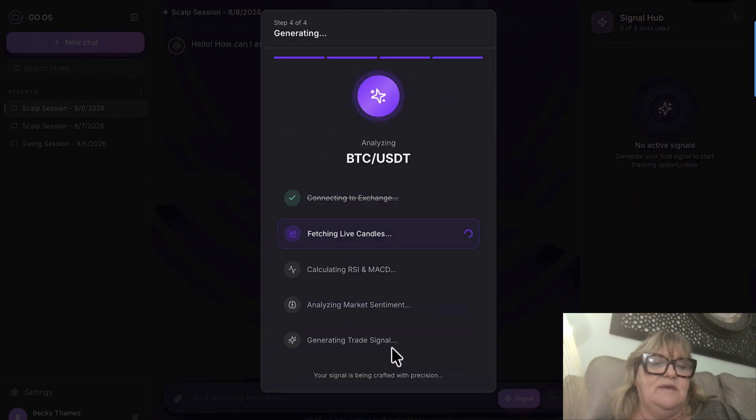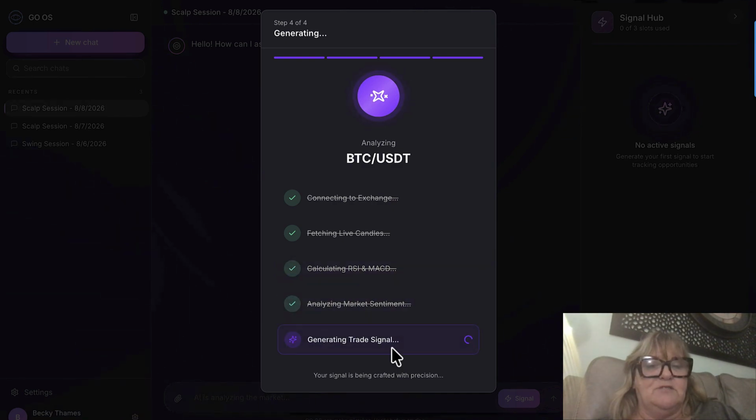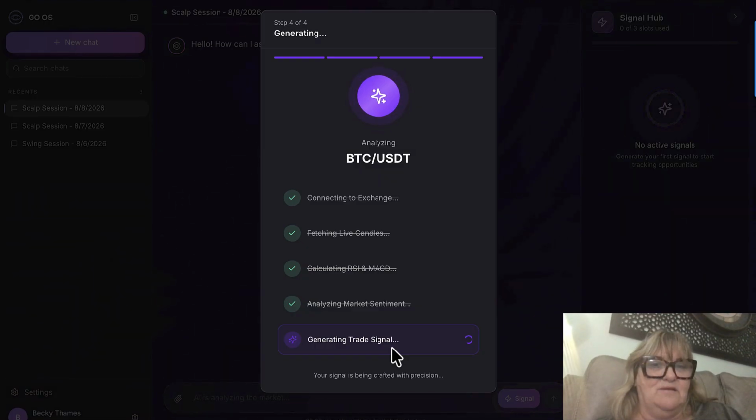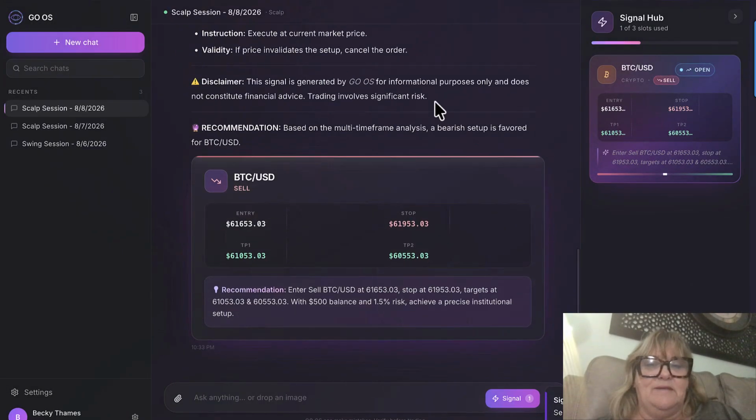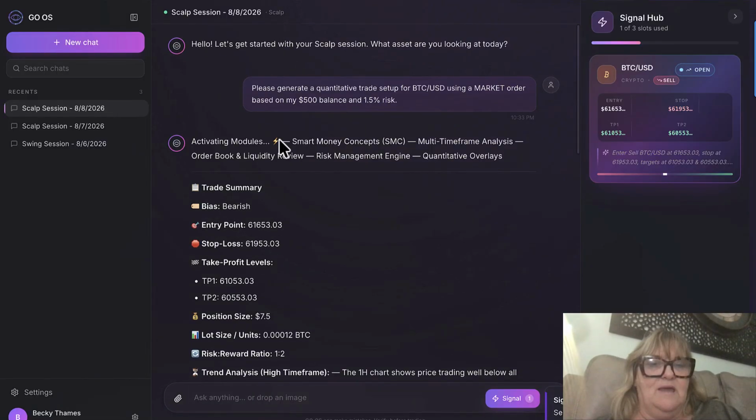And it goes through these 5 steps very quickly. It goes out, searches the charts, fetches the live data, looks at the candles, connects to the exchange, and then it generates a trade signal. And basically, this is what it's telling us. The bias is that Bitcoin is bearish right now. It tells us where to enter, it tells us where to stop, and it tells us where to take profit. 2 take profits, take profit 1 and take profit 2.